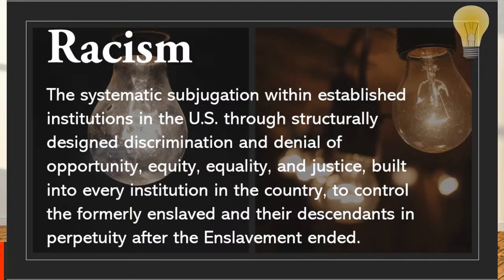Next up is racism. Now, racism is so important. This is so important because so many people have misconceptions of racism and what it really is in America. In the United States, racism is a systematic subjugation within established institutions in the U.S. through structurally designed discrimination and denial of opportunity, equity, equality, and justice built into every institution in the country to control the formerly enslaved and their descendants in perpetuity, which is why you and I, the Black people, still suffer under racism.